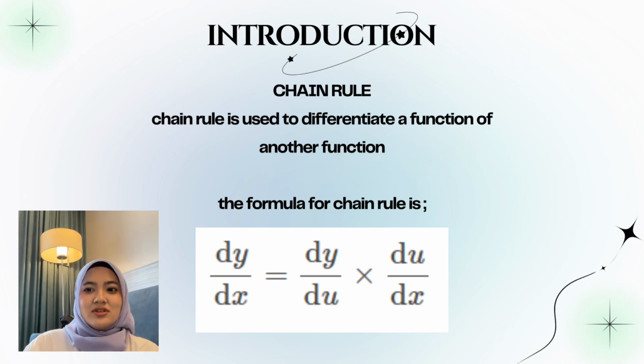Lastly, there is chain rule. Chain rule is used to differentiate a function of another function. The formula for chain rule is dy over dx is equal to dy over du times du over dx.